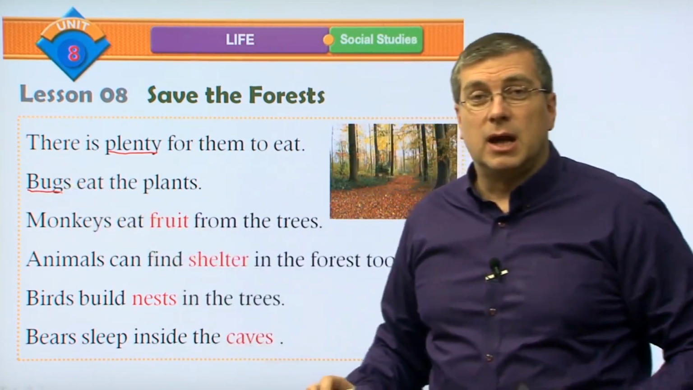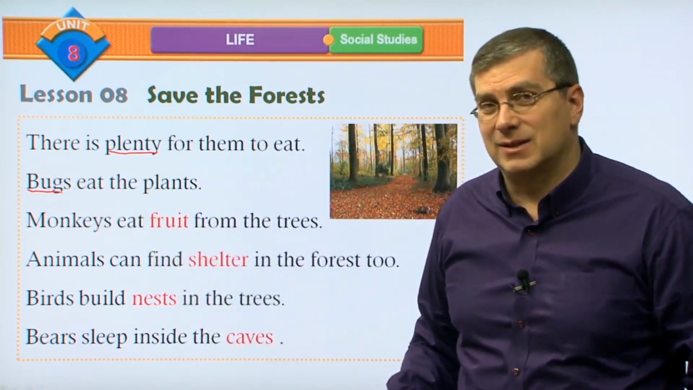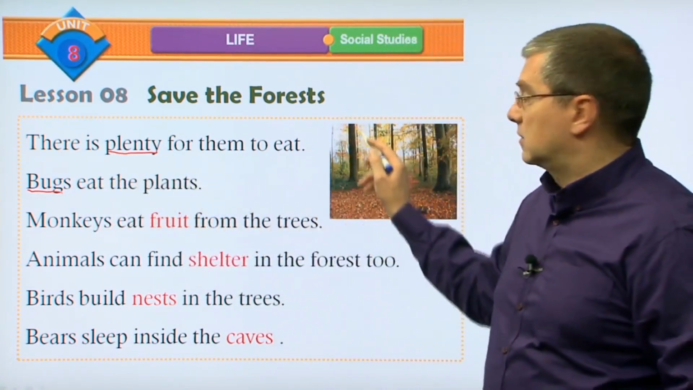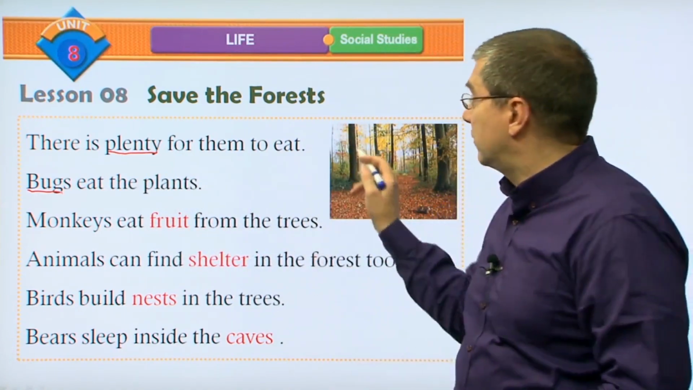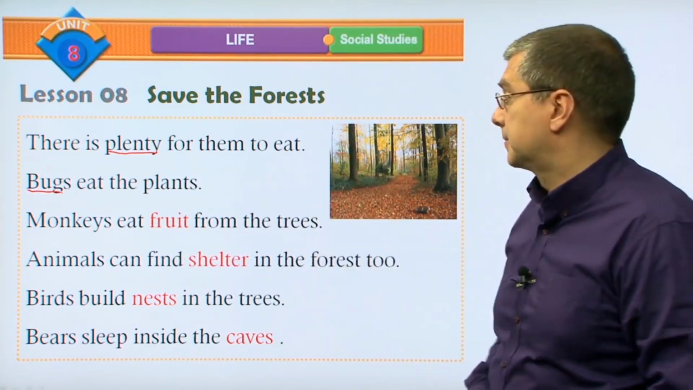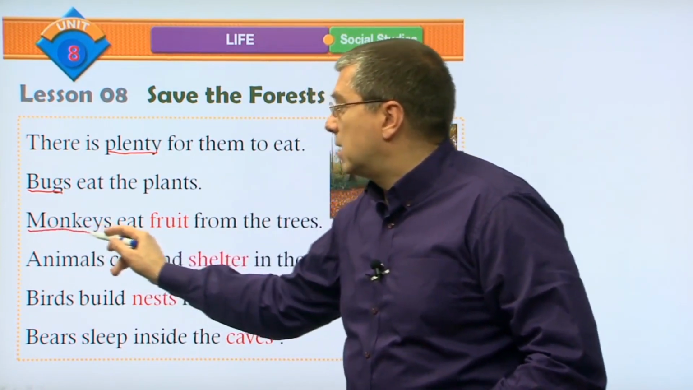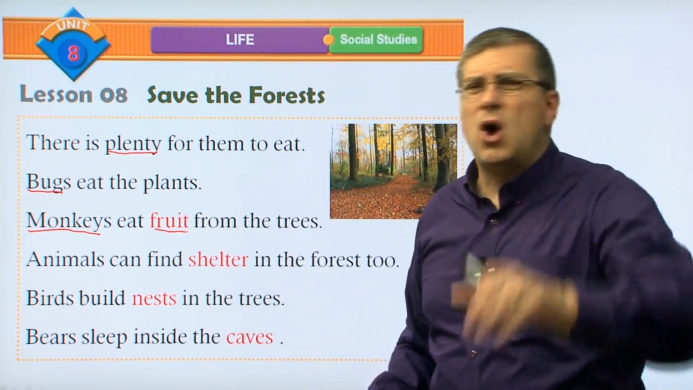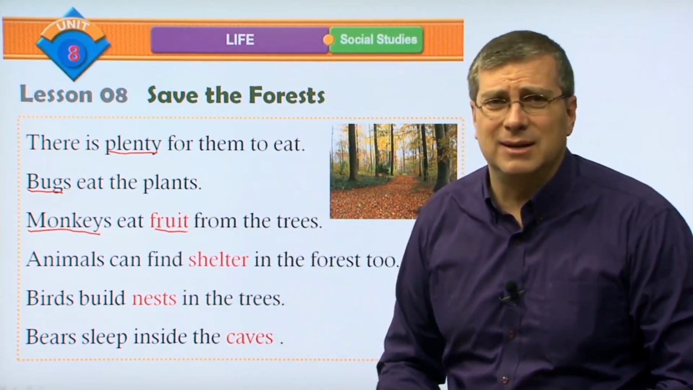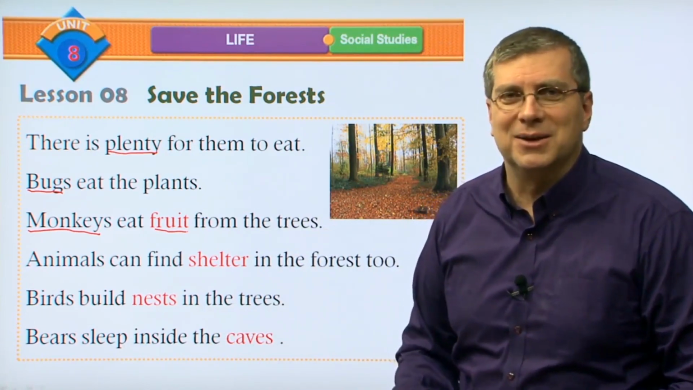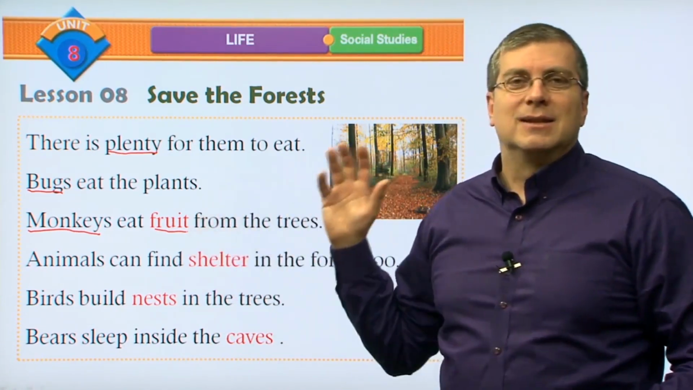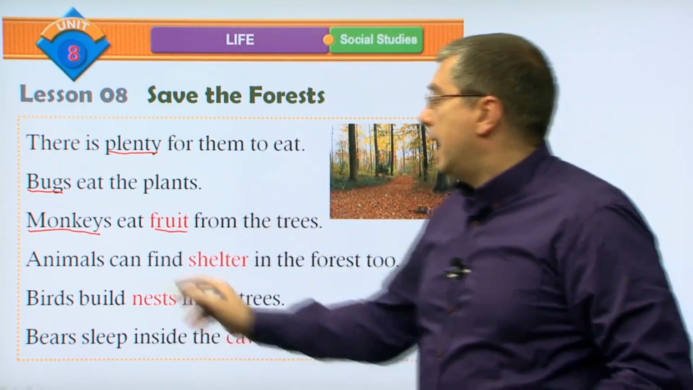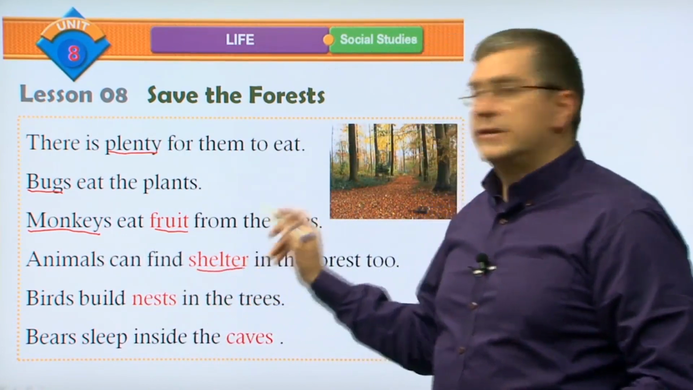Bugs, remember bugs? Another word for bug is insect, right? Insects or bugs eat the plants. They eat the leaves. Some of them eat the wood of the trees. Monkeys, right? Here we have another type of animal. What do monkeys eat? Monkeys will eat the fruit from the trees. We all know monkeys love bananas, right? So monkeys will eat many different kinds of fruit that grow in the forest. Animals can find shelter. This is very important.